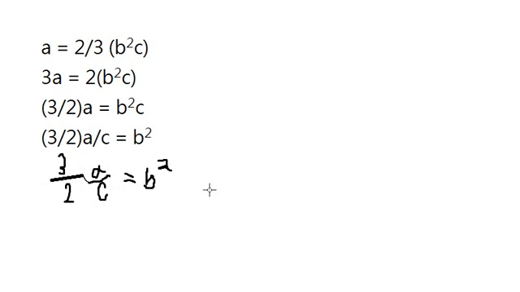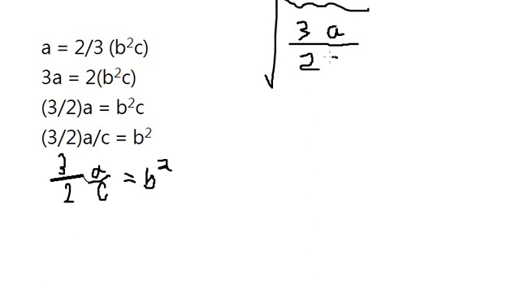Now we need to do something to both sides to make this into single b. How do you do that? Well, if you know how to reverse a square, you root it. So you do a square root on both sides. That is a very disgusting square root. I have to admit, that is terrible. So you get the square root of 3a over 2c is equal to b.